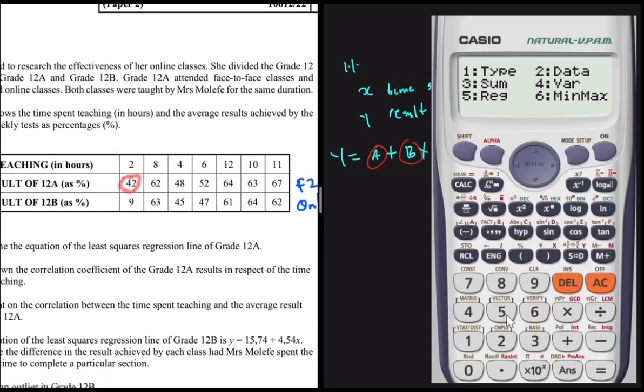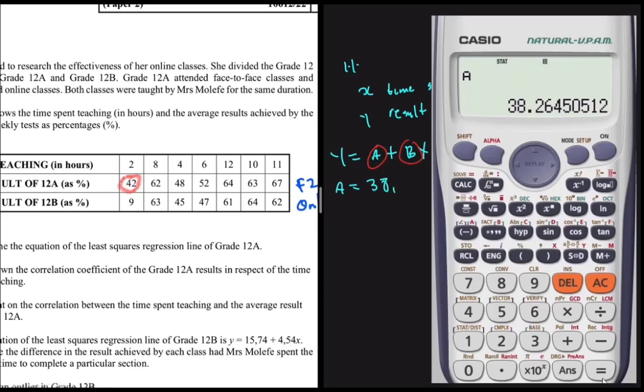REG. When you press 5, this menu pops up. You can see that on 1 we have A, on 2 we have B, and so on. So we're looking for A. Let's press 1, and an A will pop up on your screen. You press equals and you will get the corresponding value. So now we know that A is equal to 38.26.